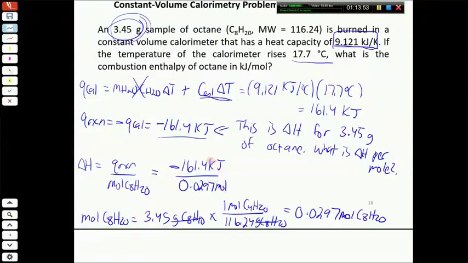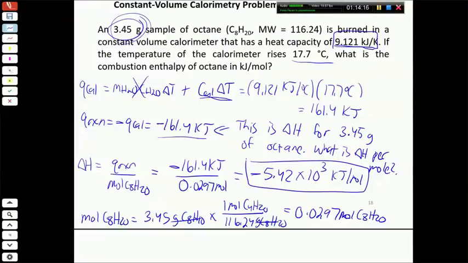And divide the two, divide the heat of the reaction by the moles of substance, and that will give us kilojoules per mole. So when we burn 1 mole of octane, we're going to have a delta H of minus 5.42 times 10 to the third kilojoules. Alright, so very often there's a lot of steps in these types of problems, but none of the individual steps, I think, are too different. So any questions on calorimetry before we move on to the last thing we'll talk about today?